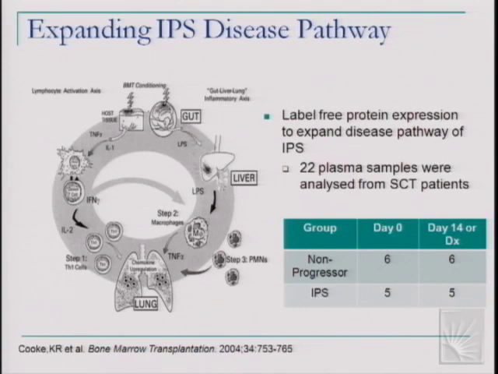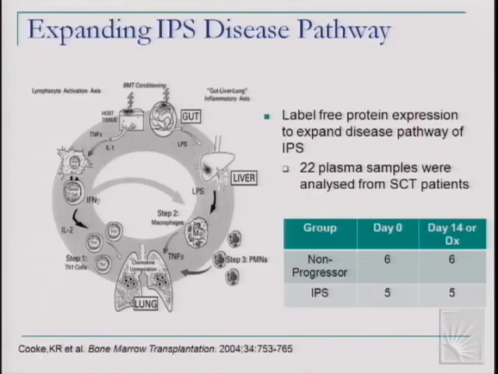So while he's provided a framework in terms of the disease, there's a lot not known about any other inflammatory mediators that could be involved. So we embarked on a label-free protein expression study to expand his disease pathway. In that, we looked at 22 samples that were analyzed from stem cell transplant patients in two groups: either a non-progressor, these patients got a stem cell transplant but didn't develop IPS, as well as patients who developed IPS after the stem cell transplant.